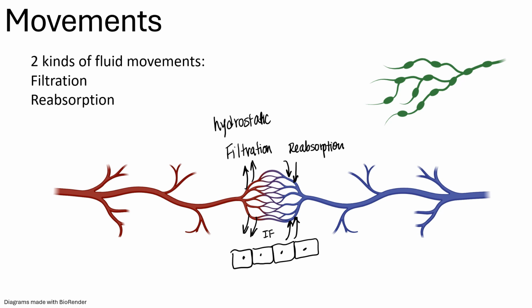Reabsorption, on the other hand, is shown by these arrows on the right side of the diagram, representing substances moving from the interstitial fluids back into the plasma. And this is when mostly fluid moves back into the capillary, and water is attracted to all the solutes that are inside the capillary. And so reabsorption is driven by the colloid osmotic pressure.